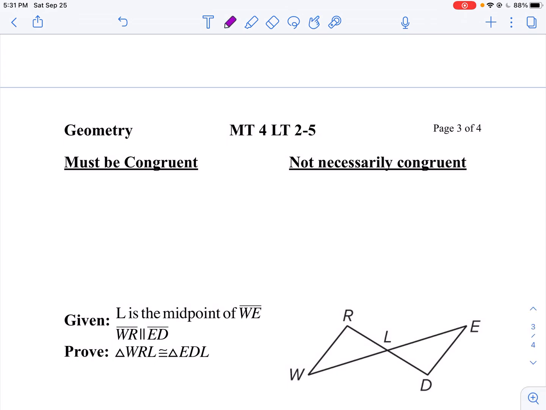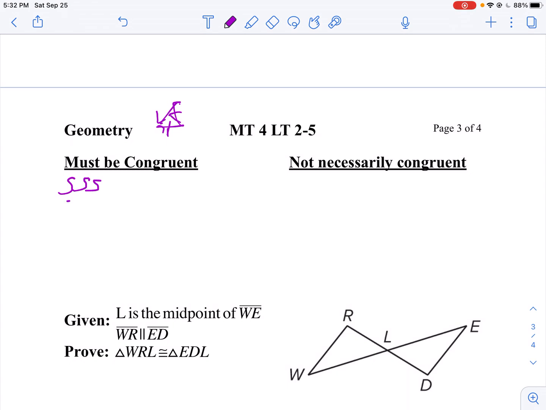The first one is side, side, side. If you have a triangle with 3 given sides, there's only one triangle you can mark that way. So any other triangle, like if I have a triangle that has sides of 2, 3, and 4, if I draw another triangle with sides 2 and 3 and 4, I can only do a reflection, a translation, or rotation of that triangle. I can't make a different triangle, so they have to be congruent.